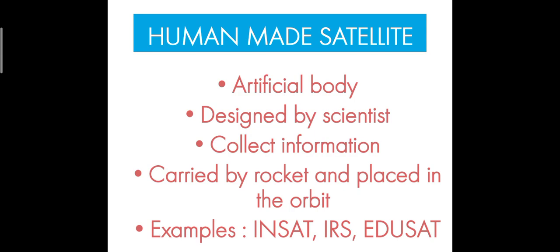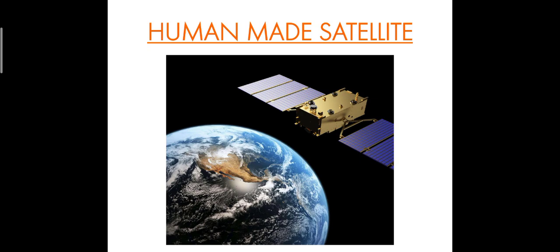Okay, so the examples of human-made satellites are INSAT, IRS, EduSat, etc. So the natural satellite is the moon, and human-made satellites are designed by scientists to collect information about all the celestial bodies. So this is a human-made satellite, children.